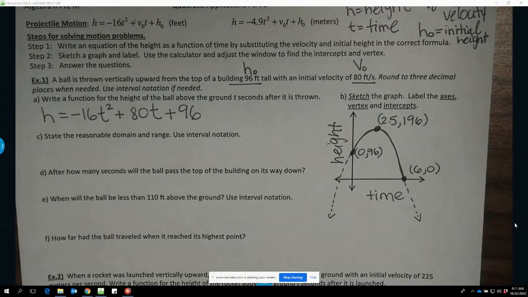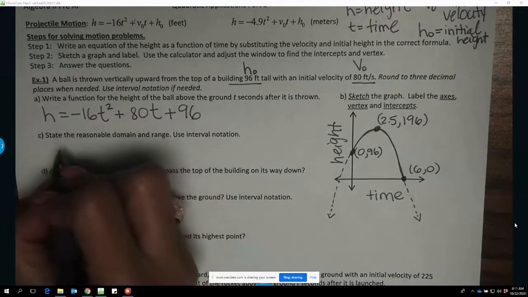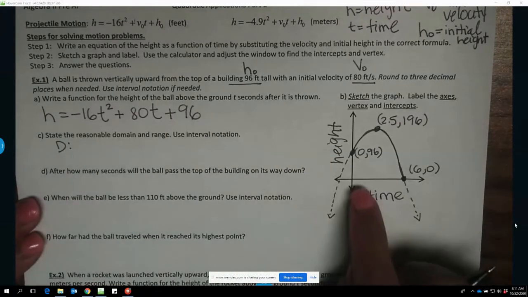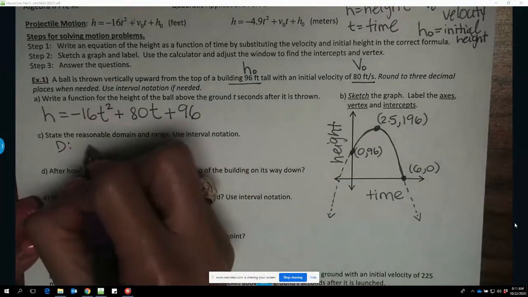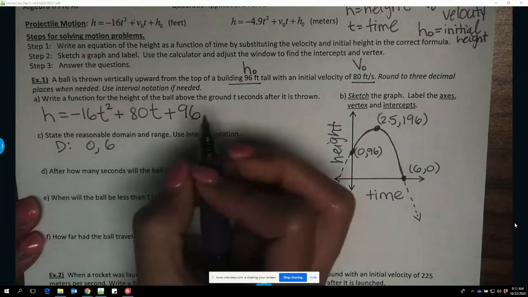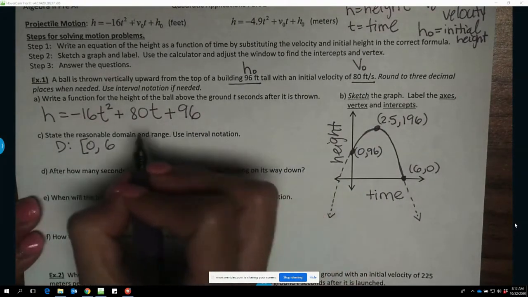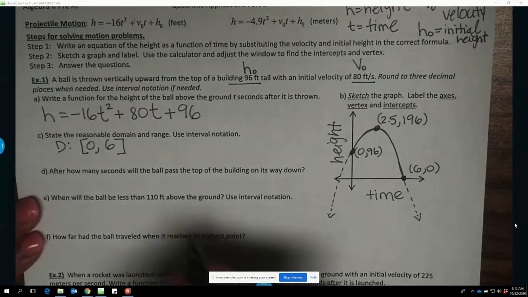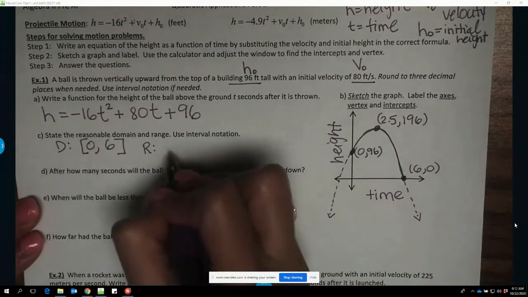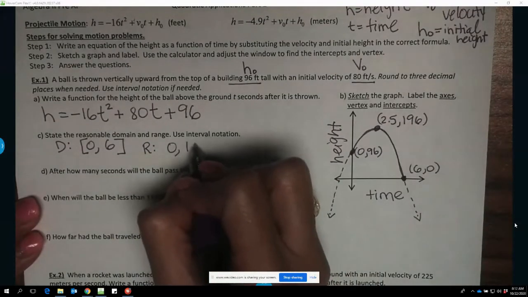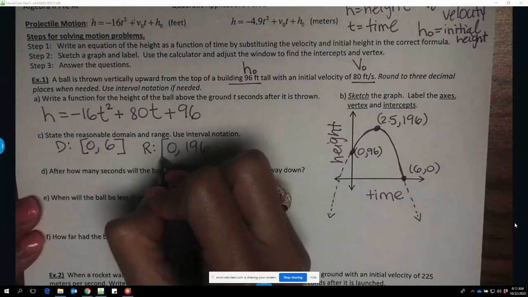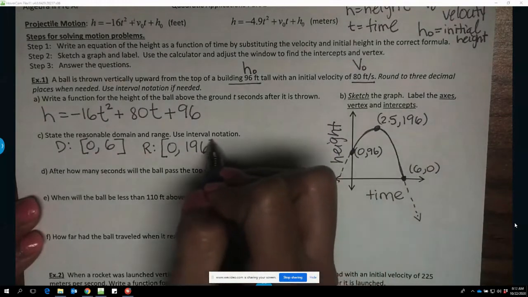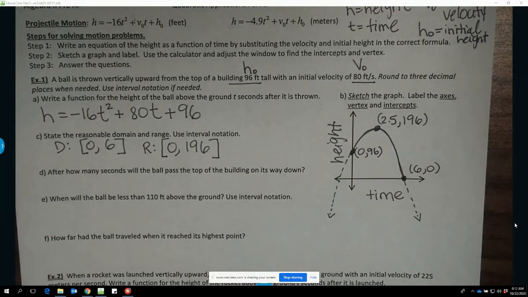Letter C, state the reasonable domain and range and use interval notation for this situation. So the reasonable domain are the x values. So x is going to go from 0 to 6. It's possible for the time to be 0, so put a bracket. It's also possible for the time to be 6, so put a bracket. And your reasonable range is going to be from 0 to the maximum of 196. It's possible for the height of the ball to be 0, so put a bracket. And it's also possible for the height of the ball to be 196, so put a bracket, inclusive.